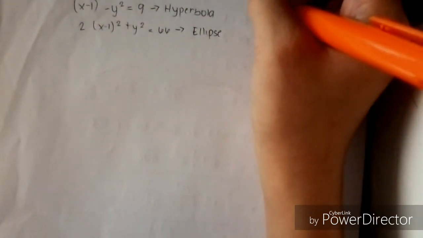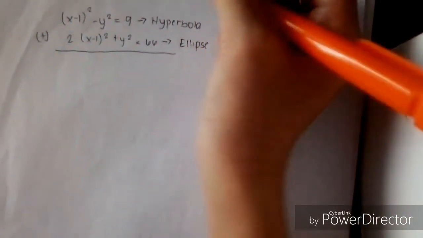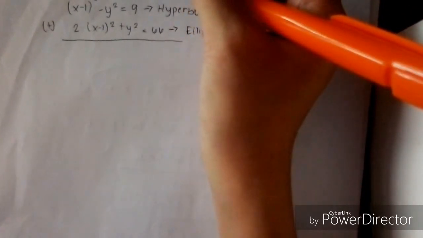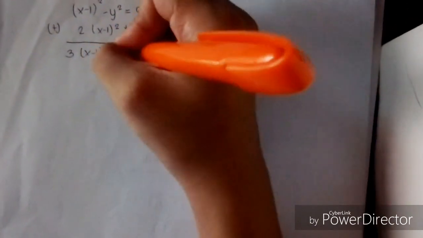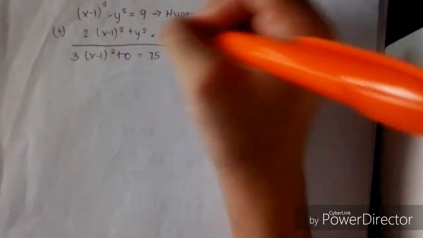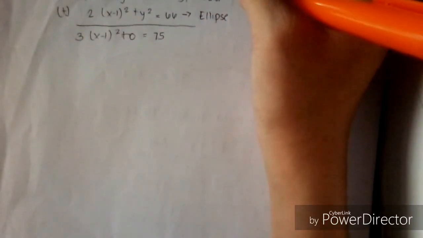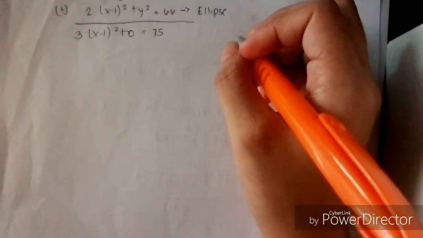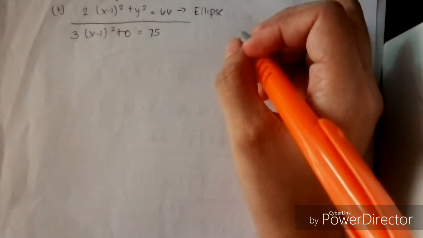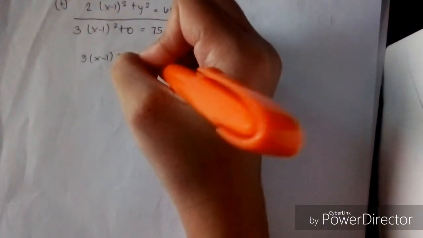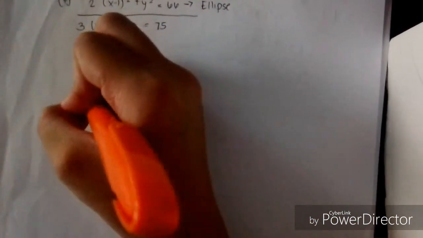We will get rid of the same term, which is x minus 1 to the second power, so we will use the addition. The answer will be 3 times x minus 1 to the second power plus 0 is equal to 75. To get rid of the 3, we will divide both sides, both constant terms and the variables, by 3. Divide all over by 3. We will now get the answer of x minus 1 to the second power equals 25.